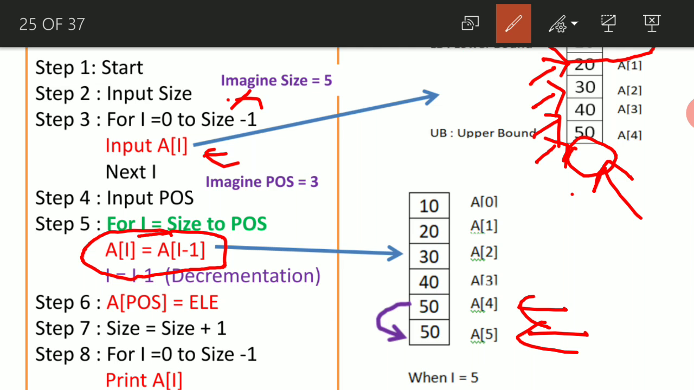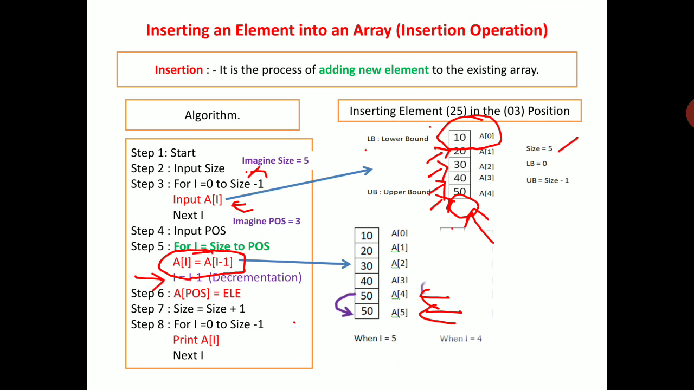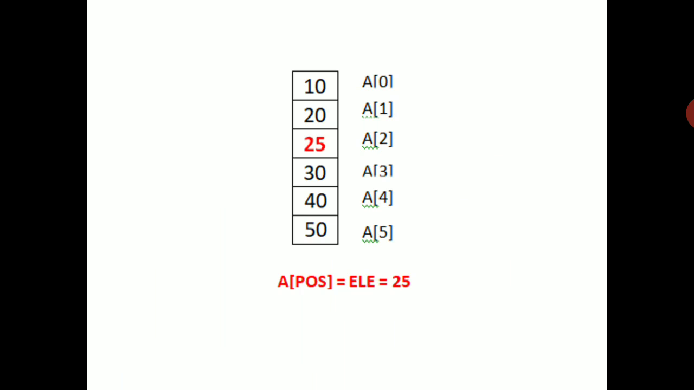We are going to delete it next, because in the next step I is going to be decremented, I equal to I minus 1. Then the I value becomes 4. If the I value becomes 4, in the next image you can see what happens now. A of 3 value comes to A of 4. What is the A of 3 value? 40. And the A of 4 value, which was previously 50, now becomes 40.